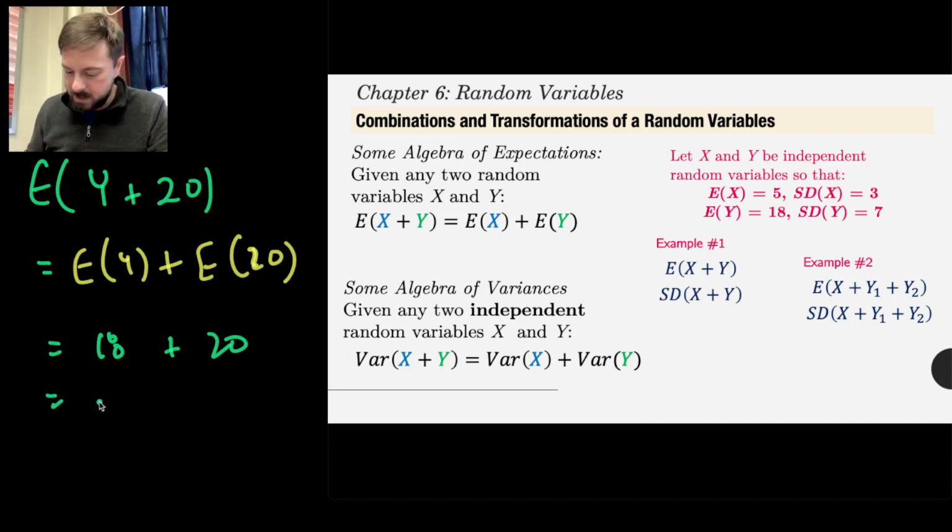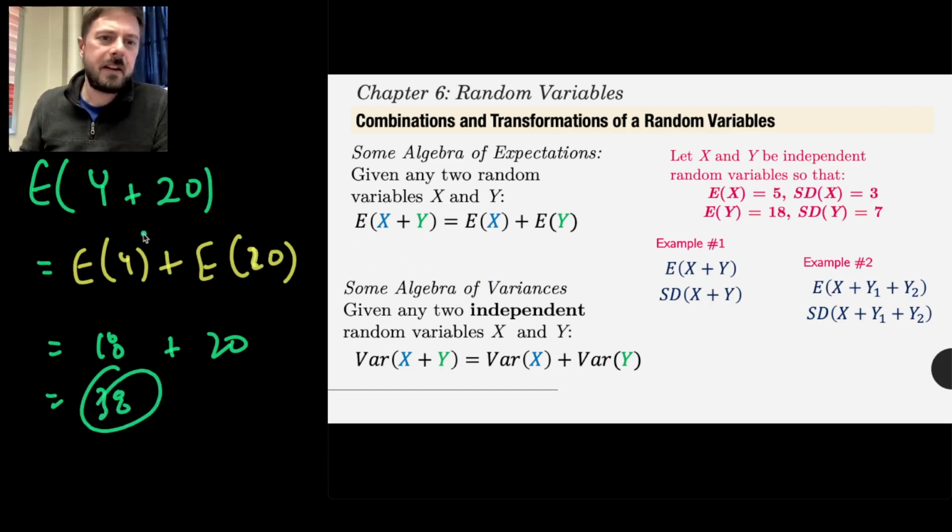So 18 plus 20, I'm not busting out a calculator this time, that's 38. There we go. That's obvious, right? If you just add 20 to every value in your data set, then the mean would go up by exactly 20, from 18 to 38.